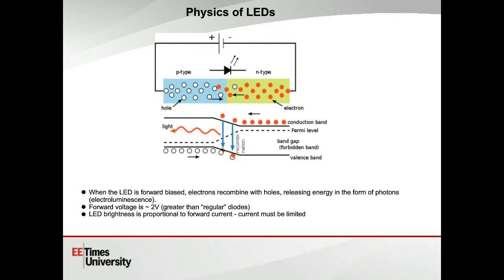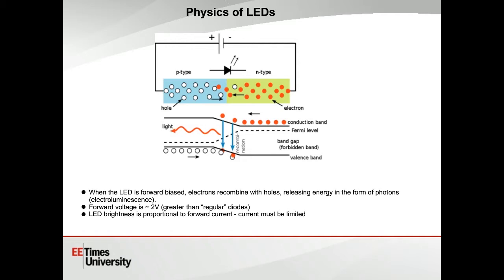The energy, luckily for us, is released at a constant wavelength, which determines the color of the LED. And the wavelength of the photon is determined by the difference in energy between the two states here. You can see the conduction level and the valence band and the band gap, the forbidden band. The difference between these two determines the light of the LED.